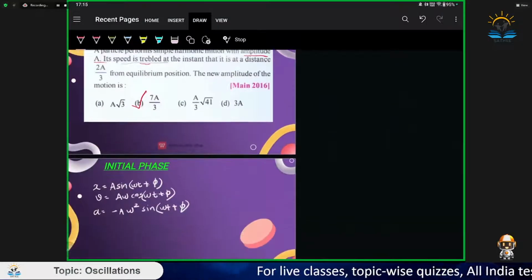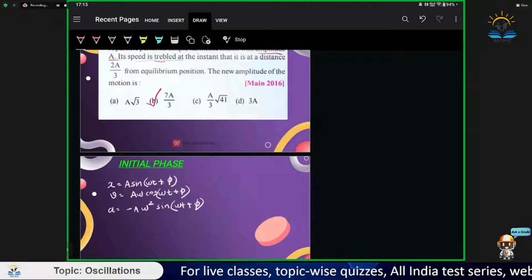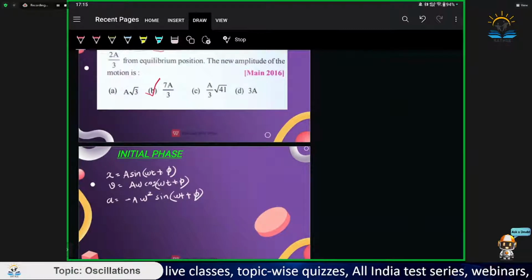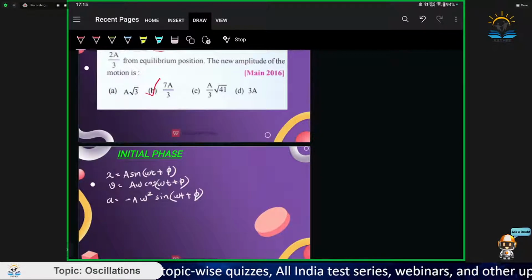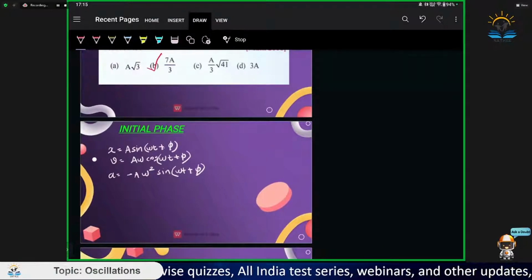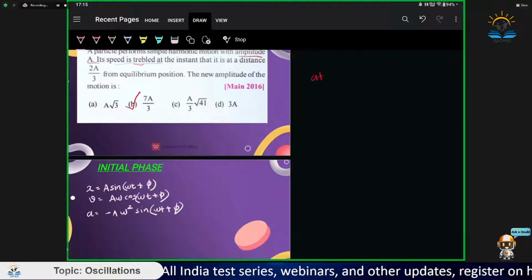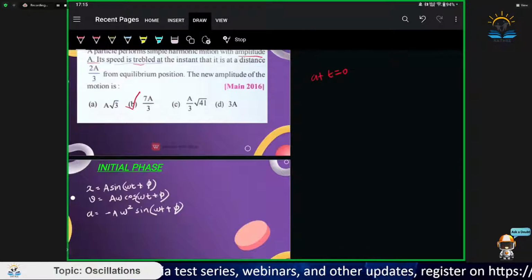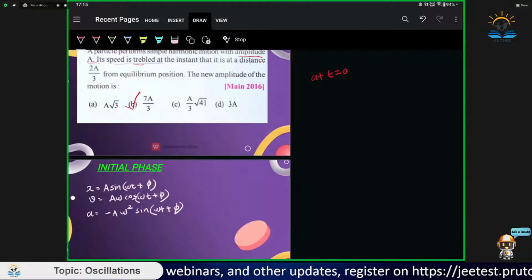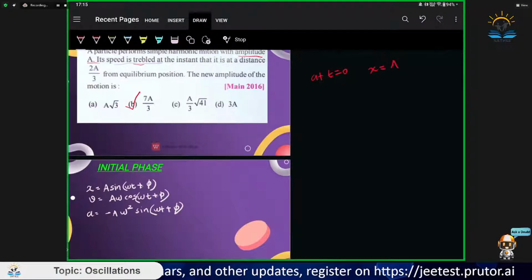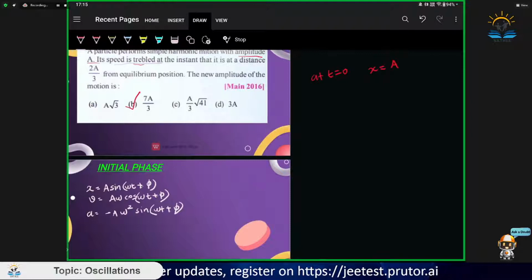Right. Let's see next. What is initial phase? Initial phase means, if at time t equal to 0 I am at equilibrium, then there is no need of initial phase. Suppose at time t equal to 0 the particle is starting SHM, but not at the equilibrium position; at x equal to amplitude. So there will be a phase difference, right? How can we solve that?